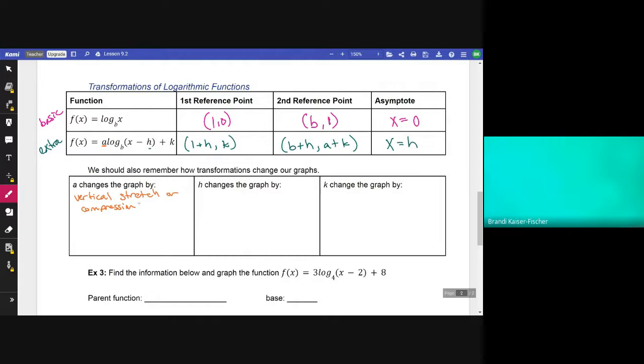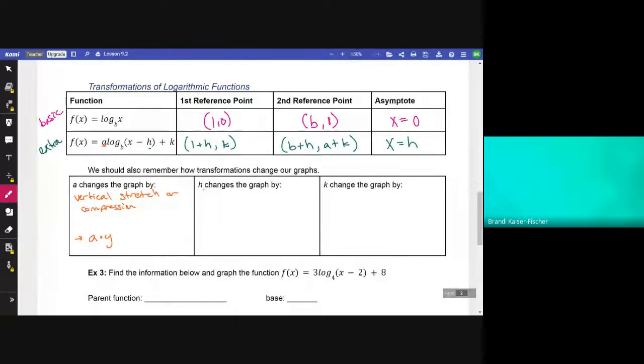Remember, vertical stretch means it's getting taller. Vertical compression means it's getting shorter, and the points would be moving closer together. In order to do a vertical stretch or compression, you're just taking that a and multiplying it to the y value. Whatever your y is in the point you're trying to change, you'd be taking a times y to do the vertical compression, or vertical stretch. There we go.